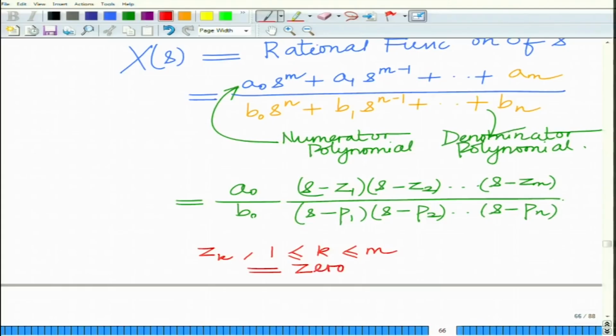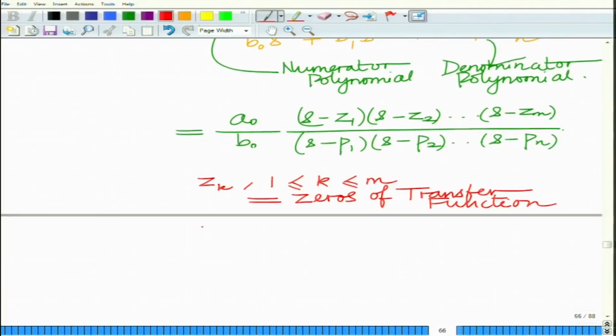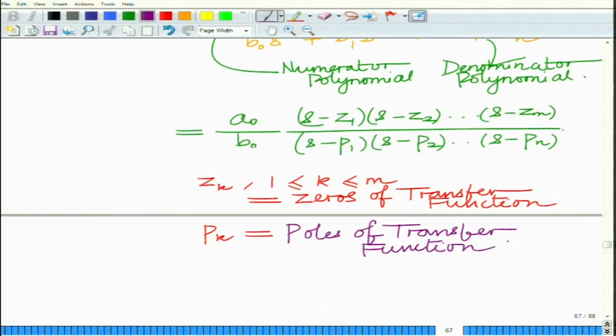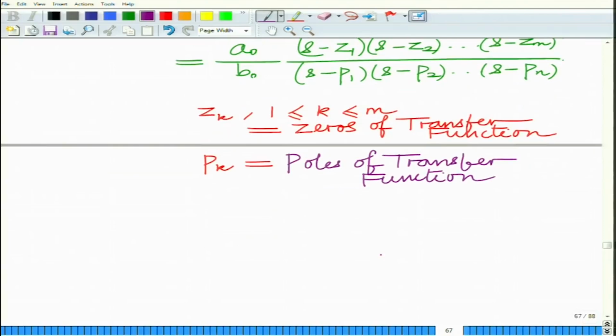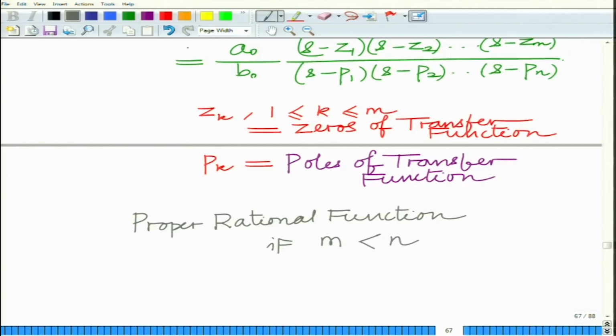So, zk are the zeros of the transfer function, pk are the poles of the transfer function, and this is known as a proper rational function if m is strictly less than n.